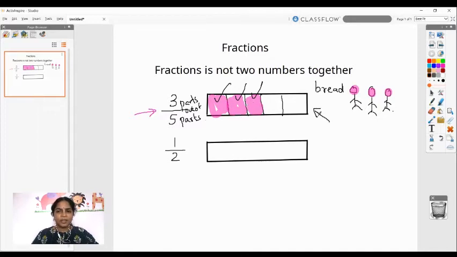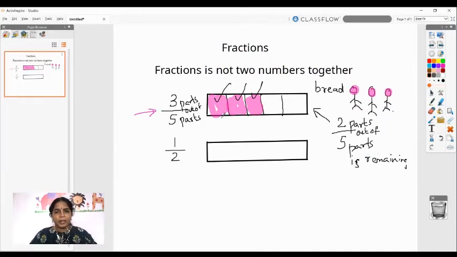Looking at the same figure, we can also write one more fraction. What is that fraction? We can write 2 out of 5. But this 2 out of 5 has a different meaning. It means 2 parts out of 5 parts are remaining now, for the 2 boys who will come later, to whom we will give.